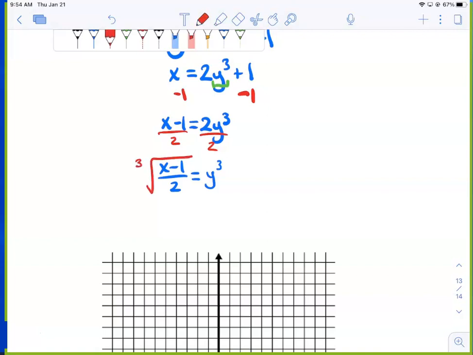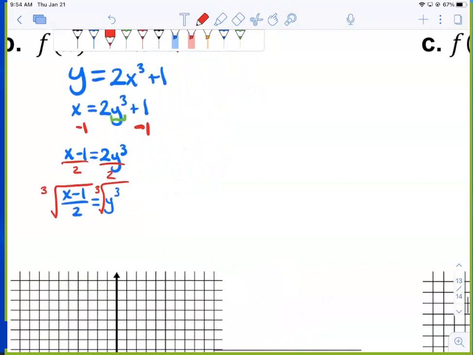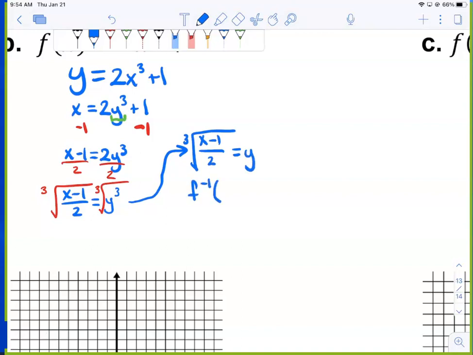And we're going to go ahead and take a third root on both sides to undo that third power. So we'll have the third root of (x minus 1) over 2 equals y. And I can rewrite this in function notation as f inverse of x equals the third root of (x minus 1) over 2.